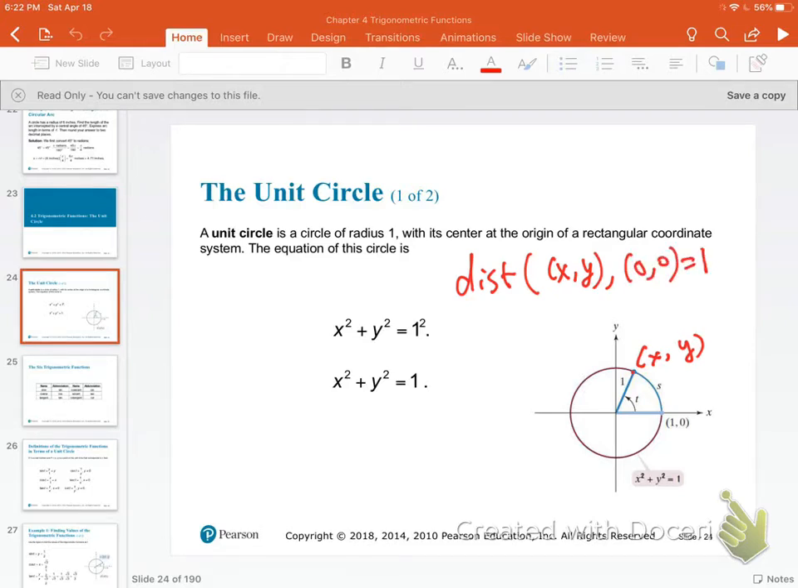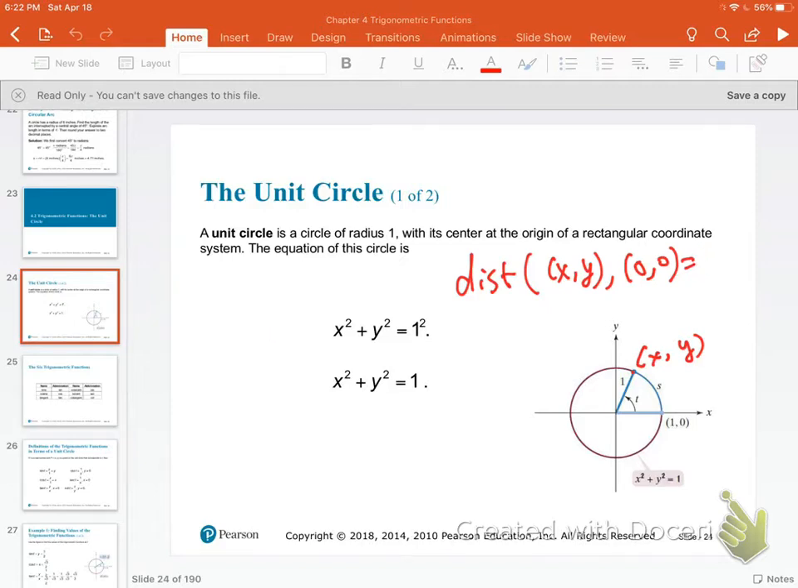So you use the distance formula, you will get distance is the square root of x squared plus y squared. So x squared plus y squared is 1 squared. That's one way to get this. The other way is the Pythagorean theorem.